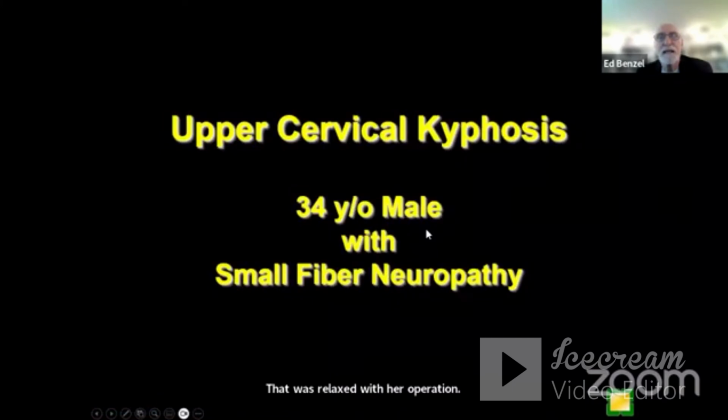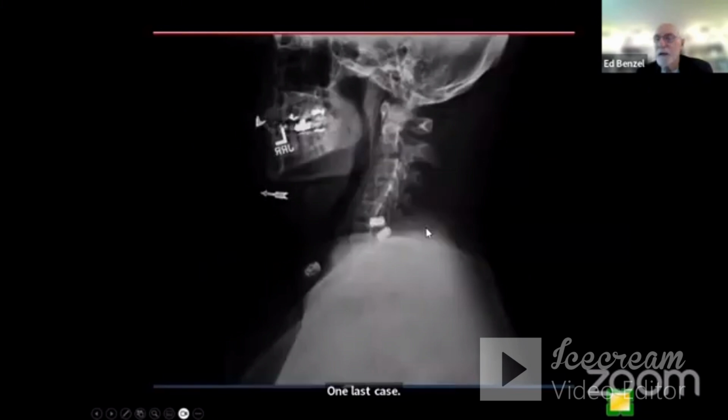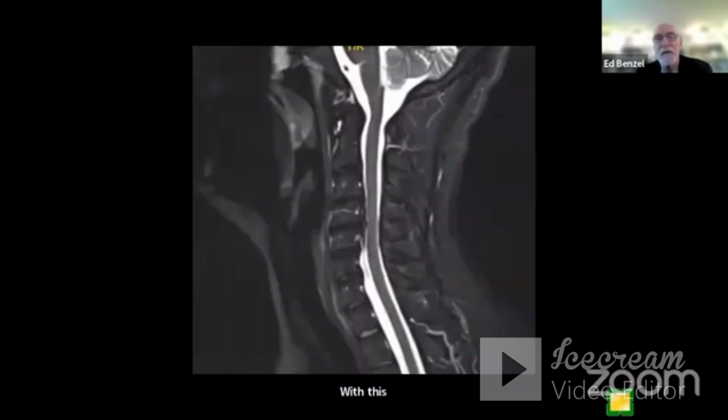One last case, a 34-year-old male with a small fiber neuropathy, with this deformity, 34 years old. So please keep that in mind. He's got a little compression here with the MRI scan, but this is what he looks like, and his complaint is neck pain.